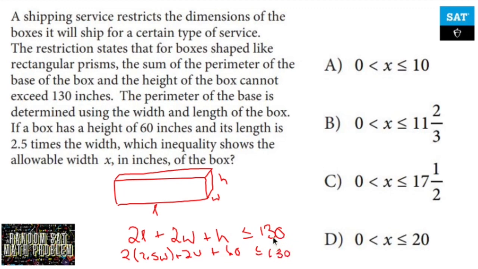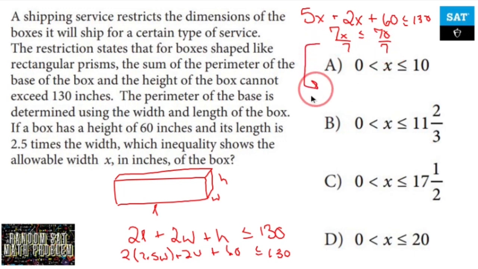Which inequality shows the allowable width of the box? All right, so let's move this stuff up here. They're using X instead of W, so I'm going to rewrite that. 2 times 2.5W is now going to be 5X, plus 2W is now going to be plus 2X, plus 60 is less than or equal to 130. 7X, if I subtract both sides by 60, I get 70, divide by 7, divide by 7, and moving it down here, X is going to be less than or equal to 10.